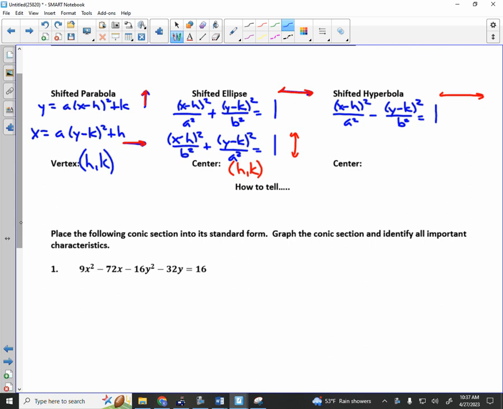And then we have y minus k quantity squared over a squared minus x minus h quantity squared over b squared is equal to 1. And that one is vertical because the y is positive.